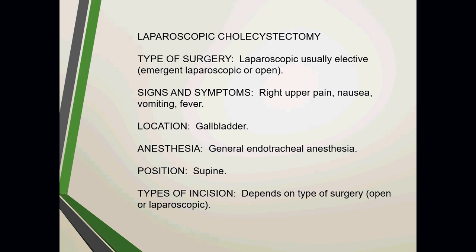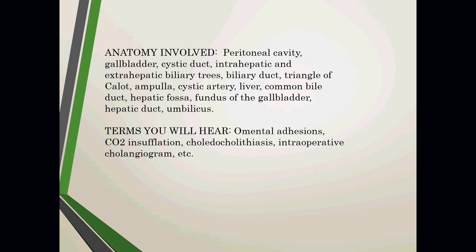You're going to be in a supine position, and the incision is going to depend on whether it's an open or a laparoscopic procedure. These are some of the terms that you're going to hear over and over again: cystic duct, triangle of Calot, the cystic artery, the common bile duct, the hepatic fossa, fundus of the gallbladder.